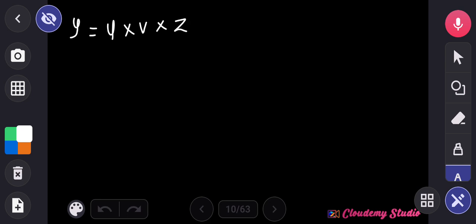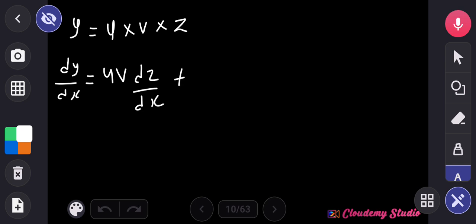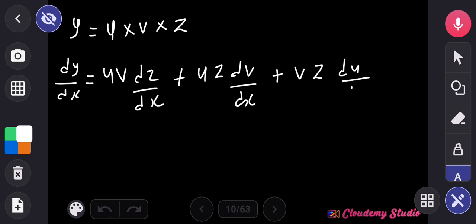We're just going to say that our dy upon dx is going to be uv dz upon dx plus uz dv upon dx plus vz du upon dx. That is if we have three functions. Let us take for an example.